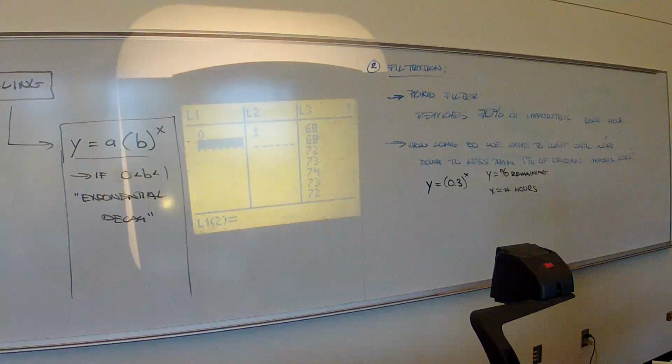0 and 1. 1 and 0.3, 2, and you know what? How about 0.3 squared? We can do that. Let the TI do the math for us. 3, 0.3 cubed. 4, what would 4 be? 0.3 to the 4th. You guys know how to do the caret? The caret button is your exponent button on your TI. Caret over here above the division.